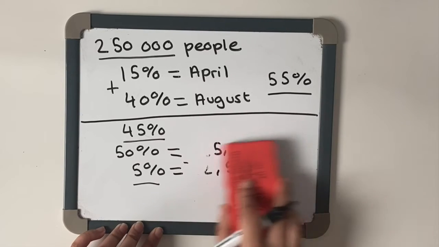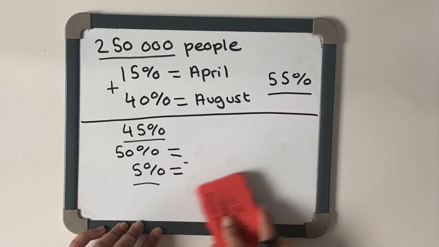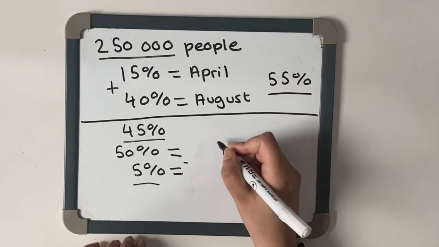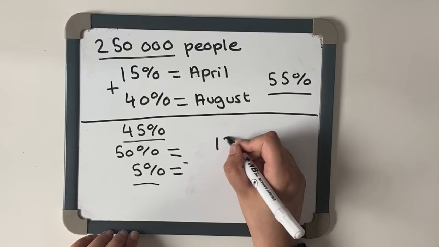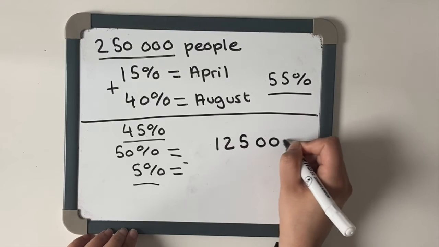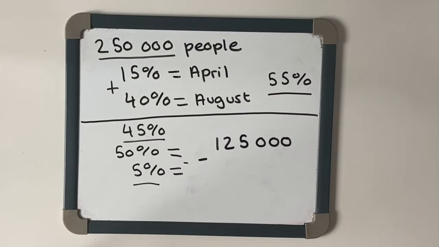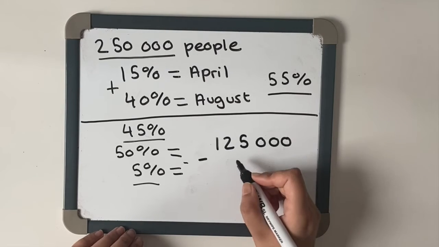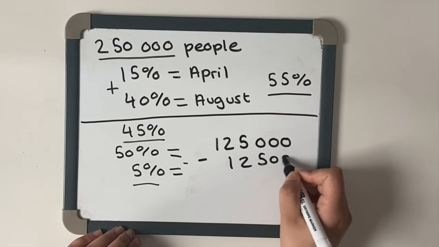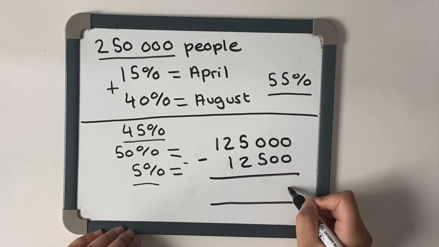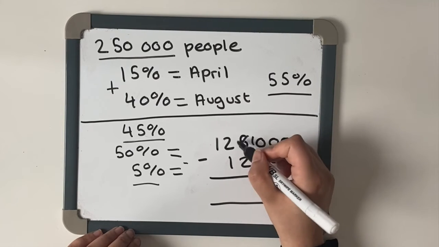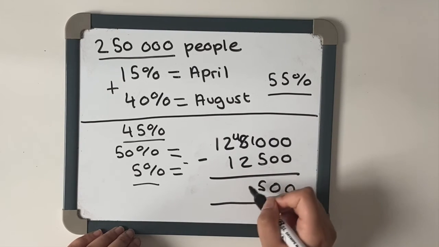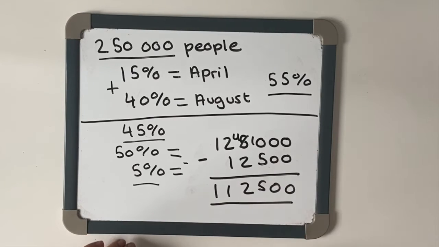So I'm just going to make some space over here. Let's get our place value properly and in order. We're going to do 125,000. Going to use column subtraction. Take away 12,500. Four, three, two, two, one. So the answer is 112,500 people visited the park the rest of the year.